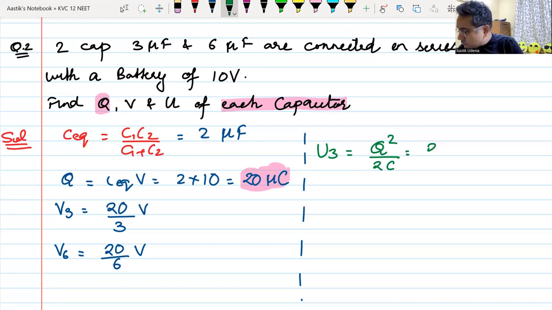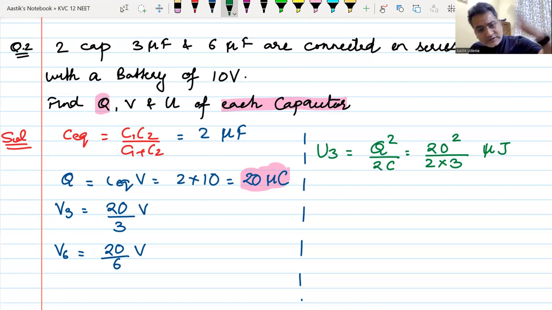So, Q square is 20 square divided by 2 into the capacitance, which is 3. And the answer will come in microjoules. Remember it. This is the way I can find the energy of this capacitor. I can use another formula as well: half CV square, or half Q into V. But here I will use Q square by 2C because Q is the same.